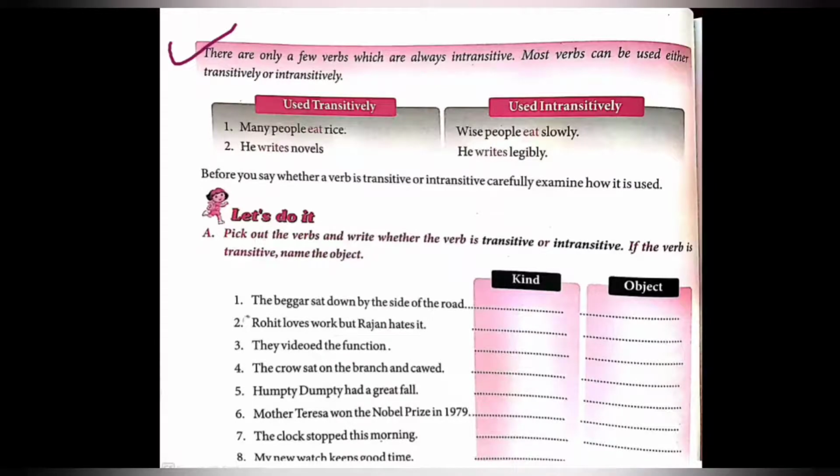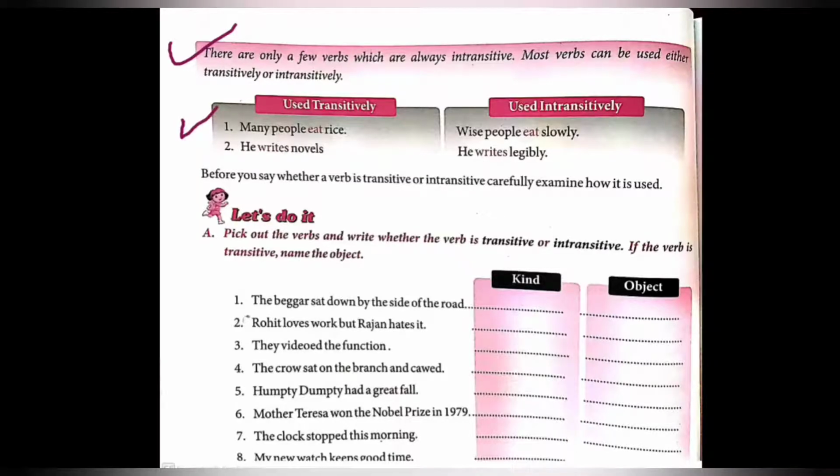Now we will look at how verbs can be used transitively as well as intransitively. Many people eat rice. Here eat is the action word. Eat what? Rice. So that is the object. But if we say many people eat, it does not make complete sense. If we add an object, many people eat rice, it makes complete sense. So it is used transitively.